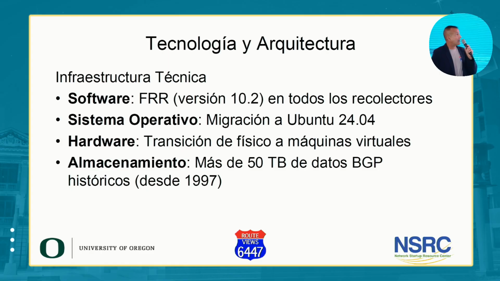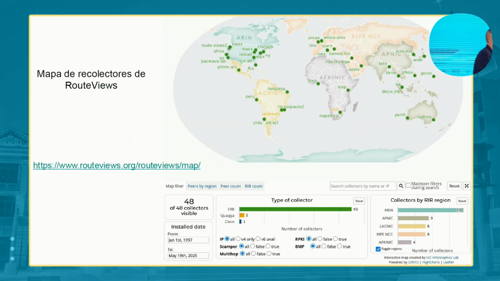I will be explaining the technology and architecture of this system now. When I refer to the architecture, I'm referring specifically to the collector we place in a given place at an IXP. This is the case of almost all of these. If you look at this, there are only two collectors running Quagga. Those who are my age might recall Quagga. There are two Quagga collectors, but all the others are FRR.